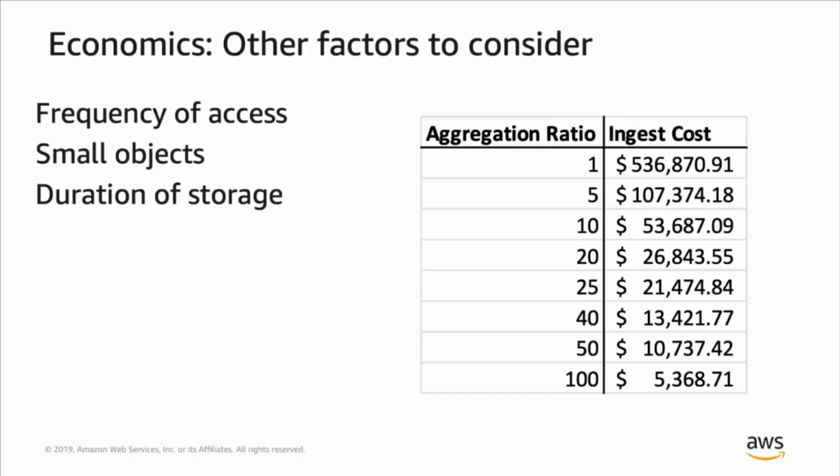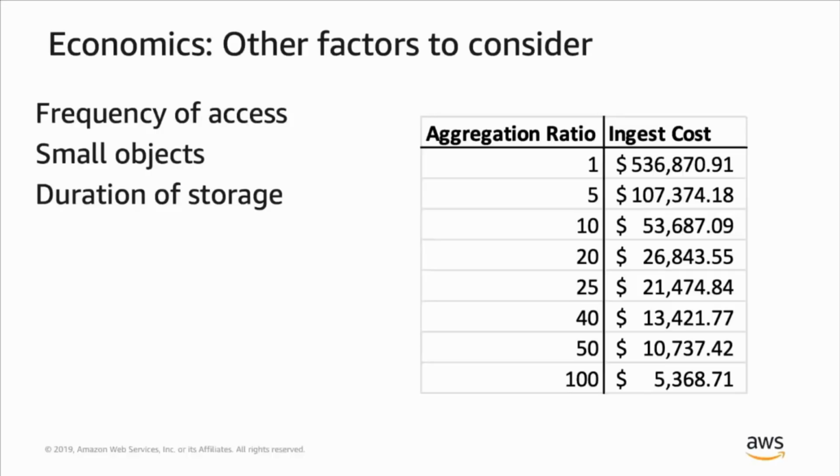But if you aggregate just at a 1 to 10 ratio, you reduce that ingest cost by an order of magnitude. And if you're able to aggregate at a 1 to 50 or a 1 to 100 ratio, you can really meaningfully reduce that cost to the point where it's much less of a needle mover in the total cost of ownership. So with small objects, aggregation is something that's really important to take a hard look at.